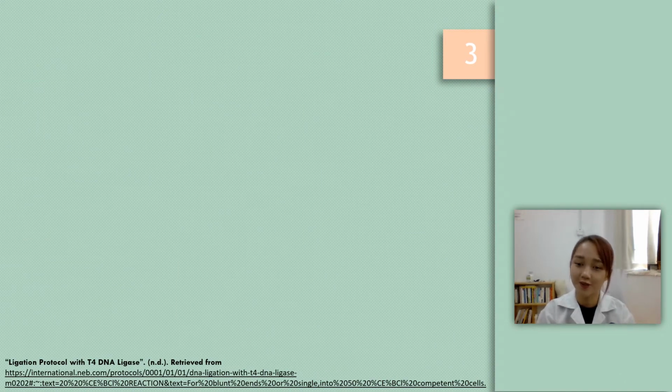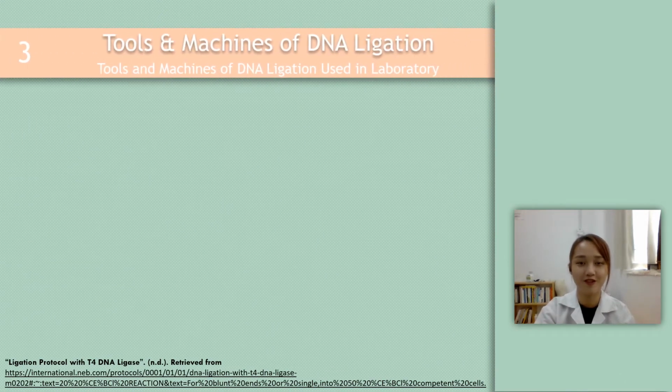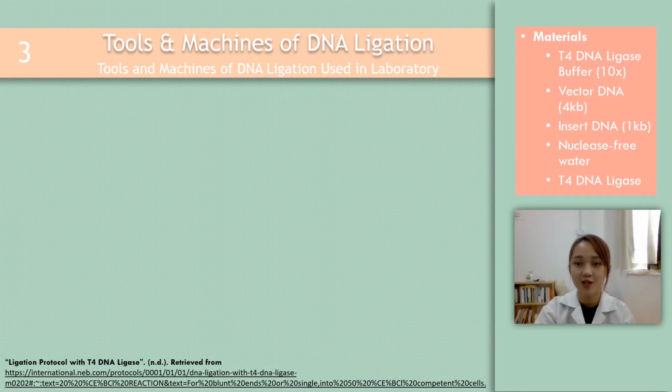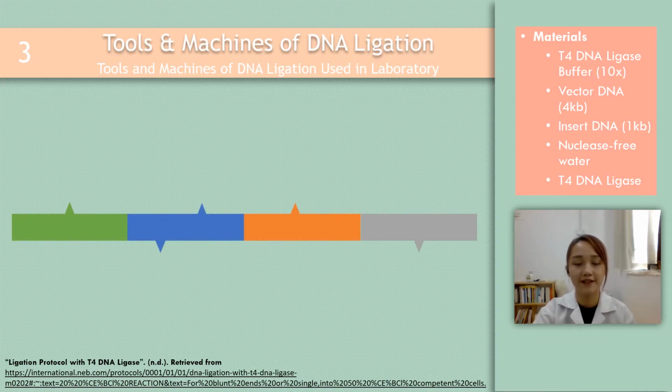So now we go to part 3 of the presentation, which is tools and machines of DNA ligation. By using a conventional technique to conduct the DNA ligation, the materials that we need are T4 DNA ligase, buffer, vector DNA, insert DNA, and nuclease-free water. So these are the steps needed to handle the DNA ligation.